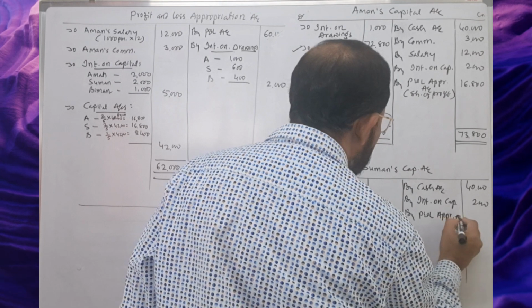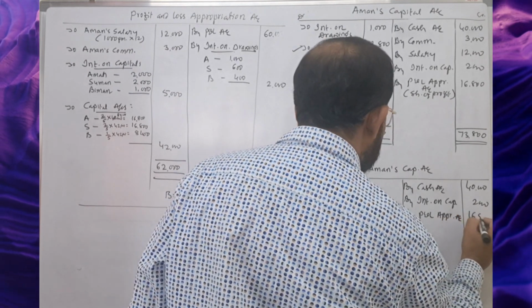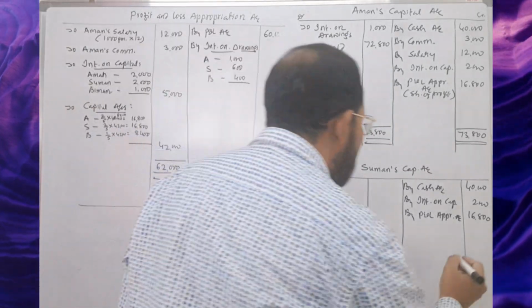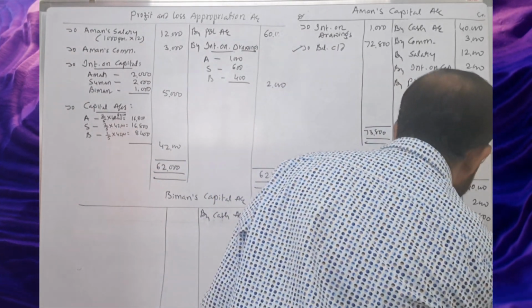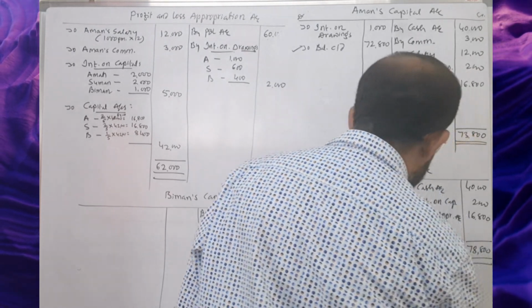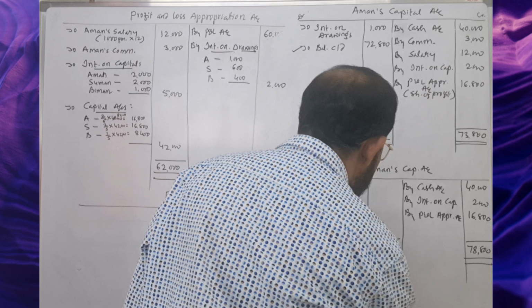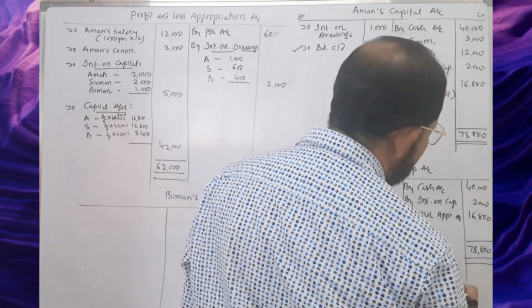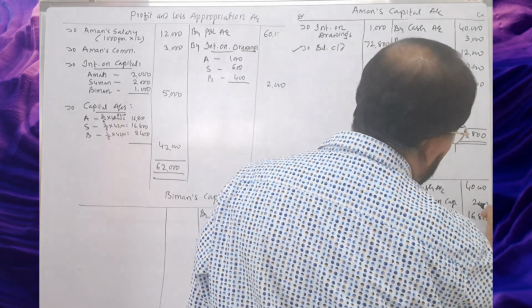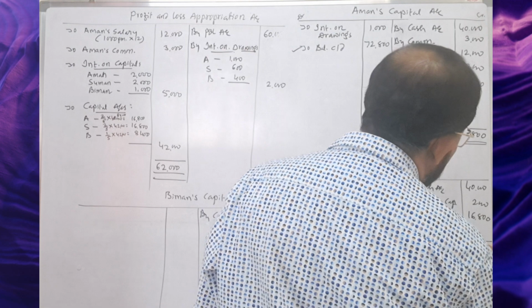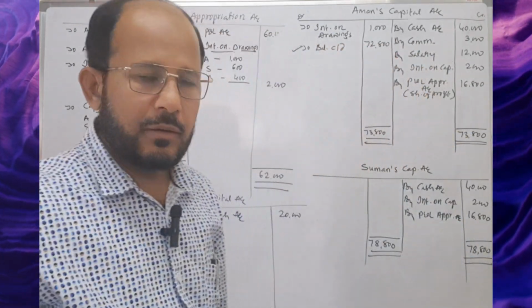By profit and loss appropriation account, rupees 16,800. Nothing else. Now we have to close his account. 78,800. Here you write 78,000. Is it 78? No, 58,000. Not 78.